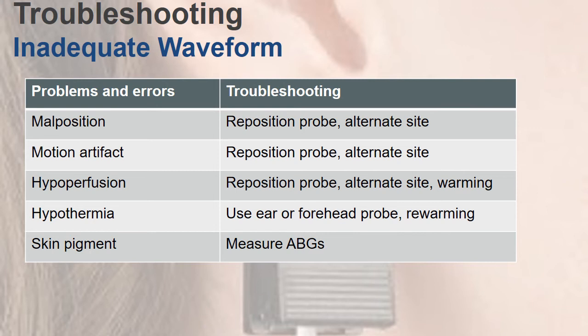If it is due to malposition or motion artifacts, you have to reposition the probe and position it on the alternate side. If the patient is hypoperfused, you again have to reposition the probe on the alternate side, and you can also warn the patient to use that pulse oximeter on the same side. If the patient is hypothermic, you should apply the probe to the earlobe or to the forehead. Just switch to the forehead probe because that will be warm compared to the periphery, and also warm the peripheries. Skin pigmentation has a low role, but if you have a suspicion in a darkly skinned patient, you should have a low threshold for ABGs.